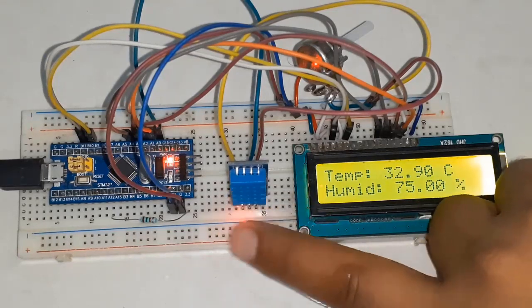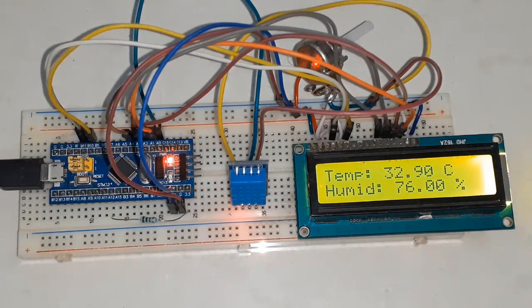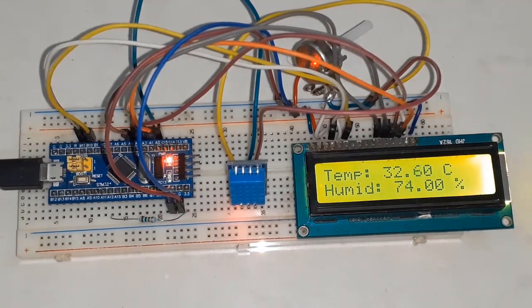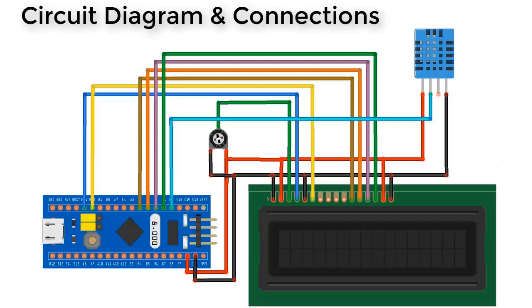This video will be interfacing DHT11 humidity and temperature sensor with STM32 microcontroller and display humidity and temperature on 16x2 LCD display. So here is a circuit diagram. So we have connected B11, B10, A4, A3, A2 and A1 of STM32 to 16x2 LCD display, and DHT11 output pin is connected to A0.